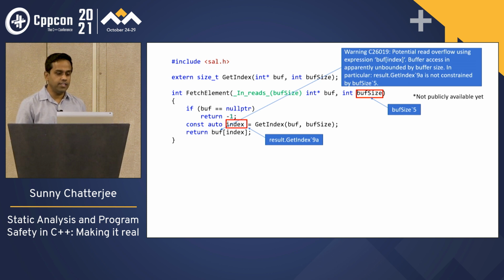What the analyzer is telling Pepa now is, look, you're calling getIndex on this line, but what getIndex returns is not bound by the buff size. So it could return anything. It could return a number that is much larger than buff size. So if you try and fetch buff index, it could result in an overflow.